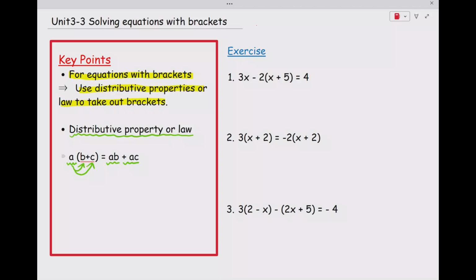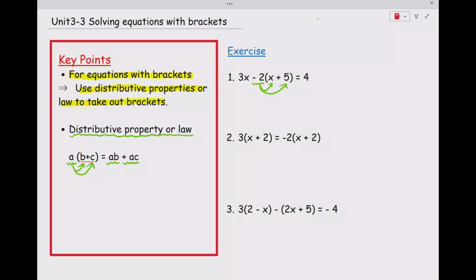Question number 1. 3x minus 2 brackets x plus 5 equals 4. This is an equation with brackets involved, so use the distributive law to remove the brackets. First, let's look at minus 2 brackets x plus 5. In order to remove the brackets, you need to multiply the minus 2 outside the brackets onto everything inside brackets like this.